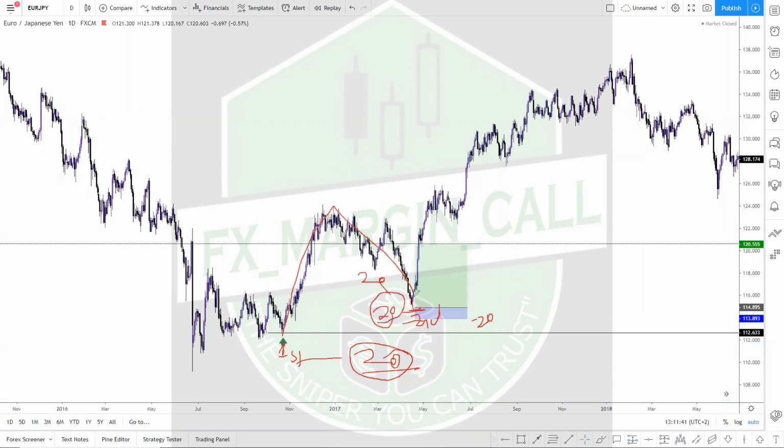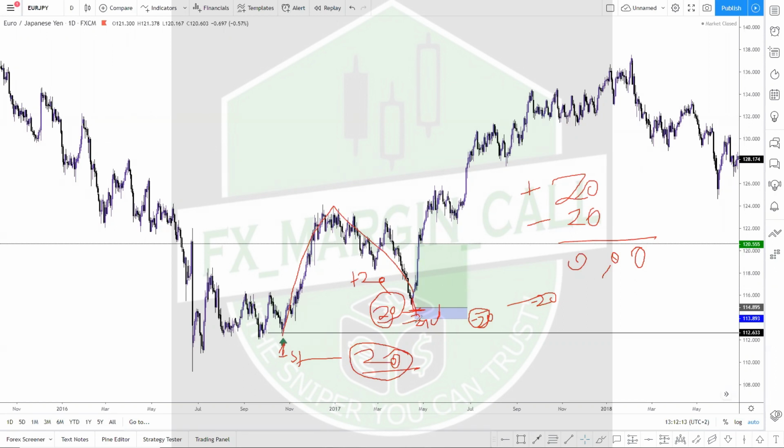Then once the market continues running down to the downside and triggers the stop loss of our second entry, we have minus $20 plus $20, so 20 plus minus 20, we have 0. So we end up at break even. Do you understand what I'm trying to say? Okay. So we'll be at 0.00. We haven't lost money, we haven't made money.